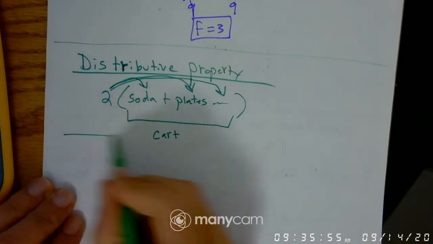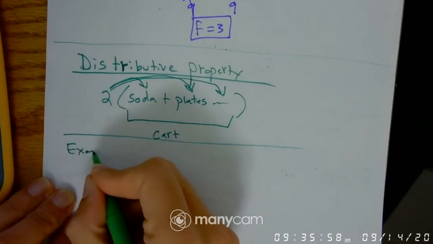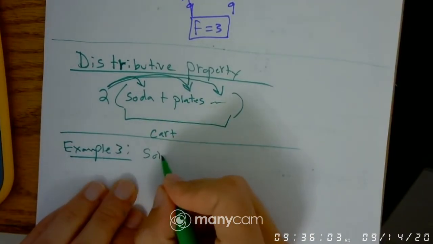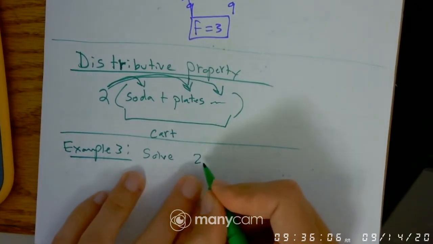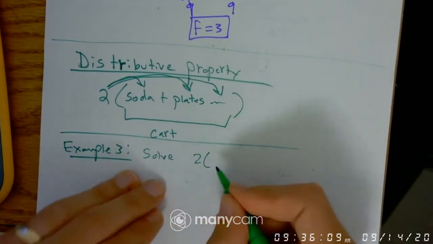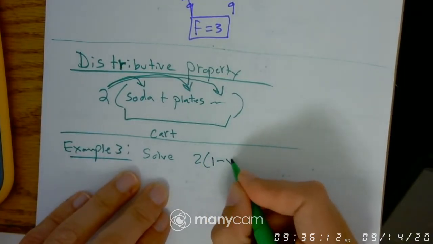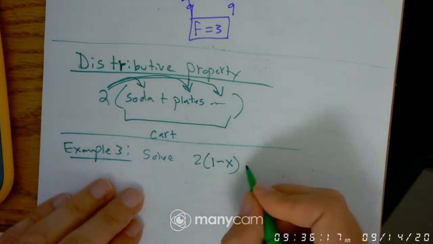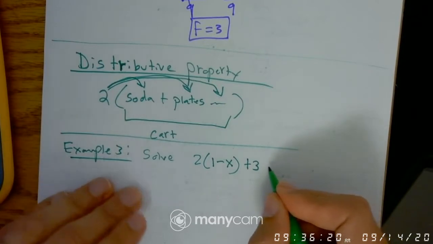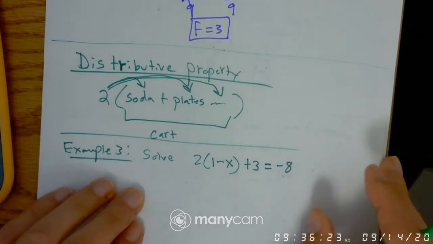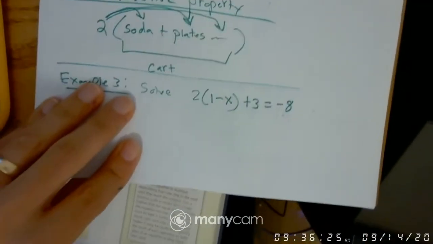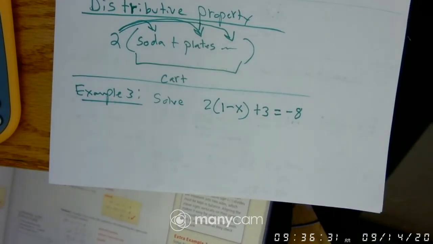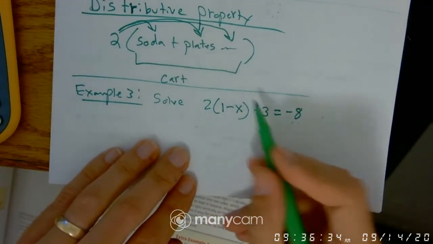Okay, so here's example number 3. We're going to solve 2, and I'm going to read this out loud how I write it: 2 times the quantity. The math word quantity is another way of saying cart. So 2 times the quantity of 1 minus x, plus 3, equals negative 8. Now, if you're like me, when you see this, you think, that's a lot going on. And I agree, this is too much going on, isn't it?